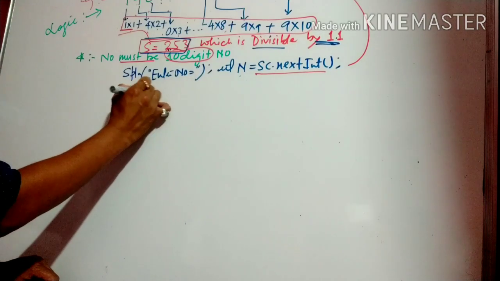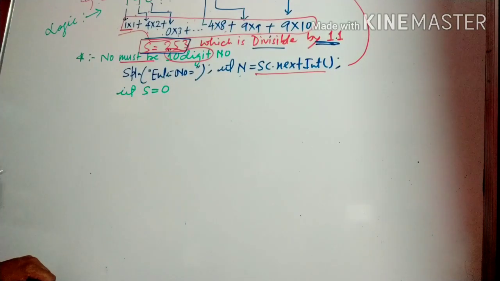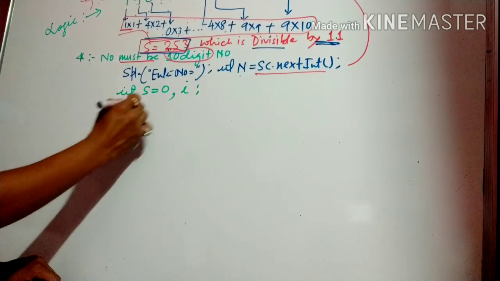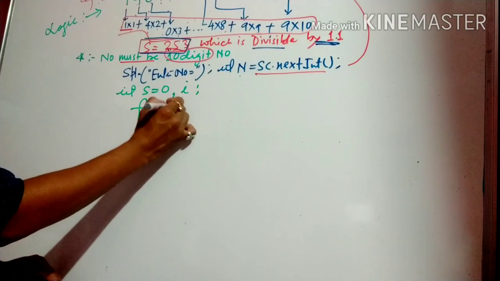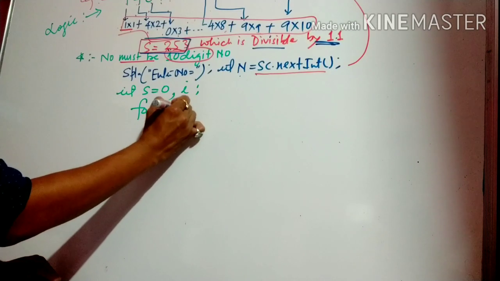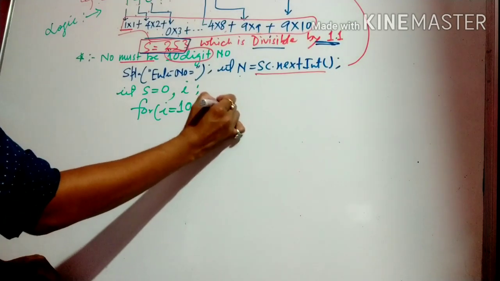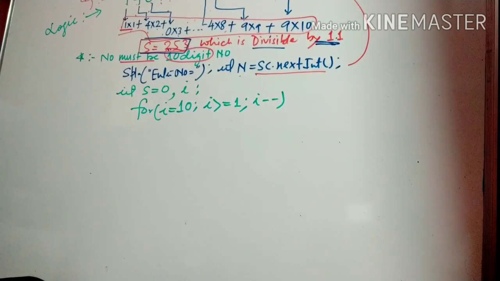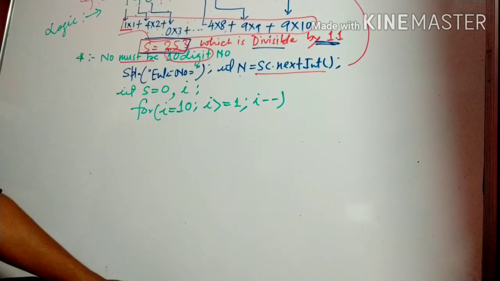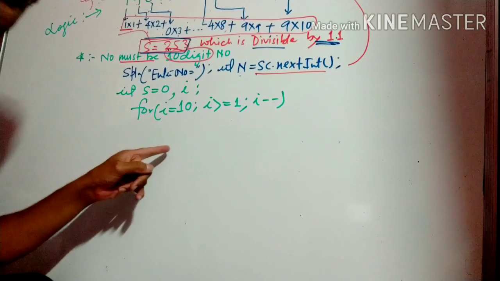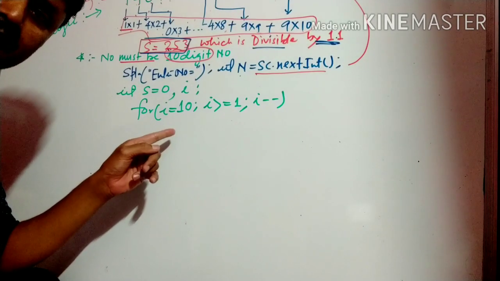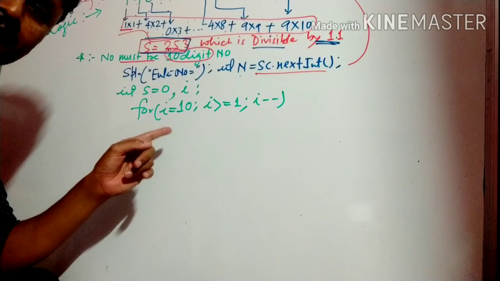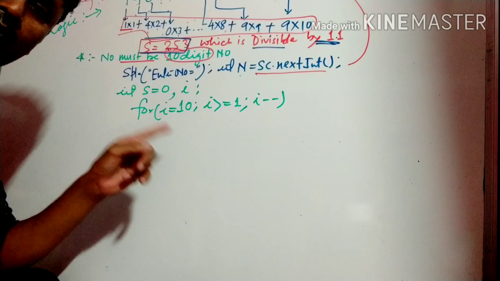Here I will take s equal to 0 and i. This is a for loop. If you write here for i equal to 10, i greater than or equal to 1 and i minus minus, can you tell me how many times this loop will execute? This loop will execute 10 times: 10, 9, 8, 7, dot dot dot, 3, 2, 1.